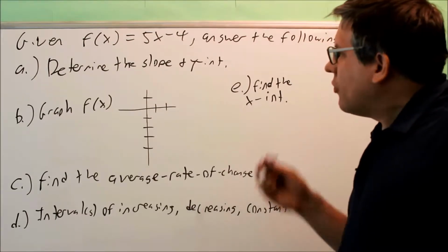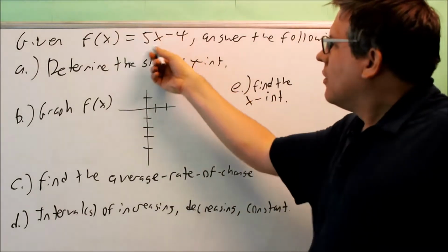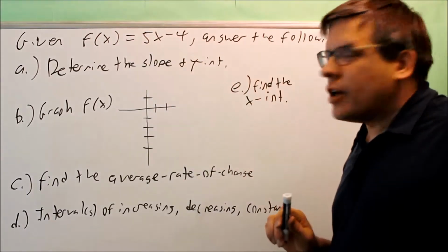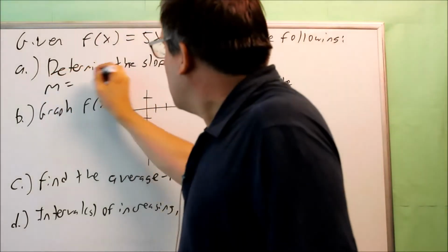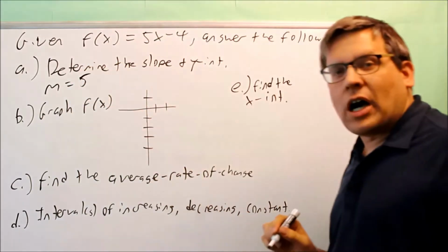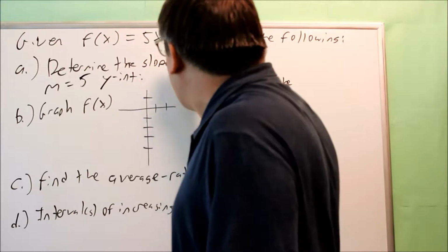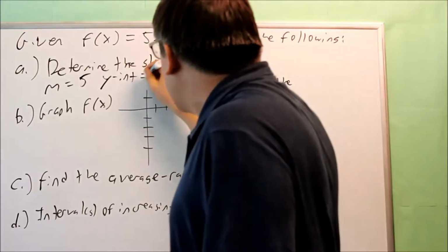In a previous section we've already talked about that. The first number would be your slope. The second number is your y-intercept. So m is the slope, that would just be 5, and your y-intercept is going to be the number after the x. So the y-intercept is going to equal negative 4.